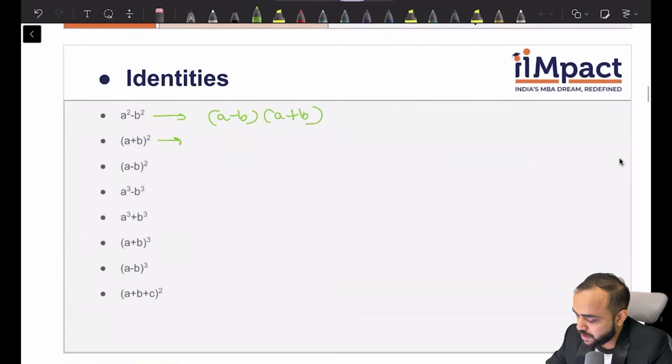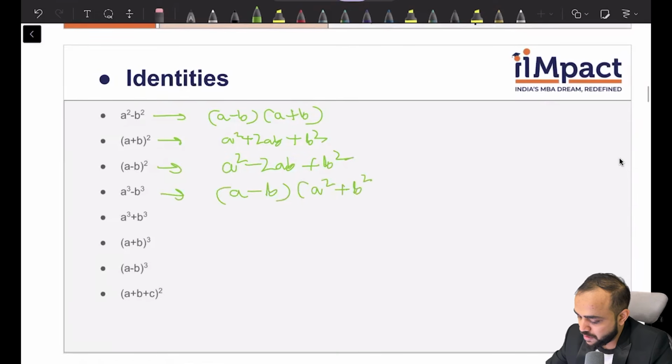(a plus b) whole square is a square plus 2ab plus b square. (a minus b) whole square is a square minus 2ab plus b square. a cube minus b cube is (a minus b) into (a square plus b square plus ab). a cube plus b cube is (a plus b) into (a square plus b square minus ab).